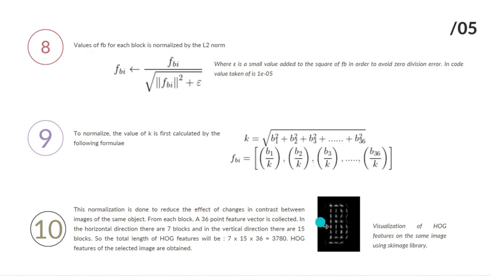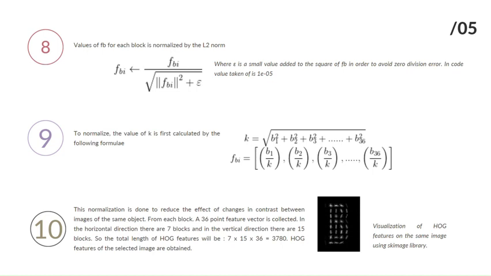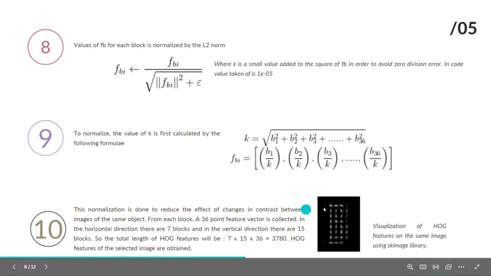And here comes the 10th step. The normalization is done to reduce the effect of changes in contrast between images of the same object. For each block, a 36 point feature vector is collected. In the horizontal direction there are 7 blocks, and in the vertical direction there are 15 blocks. So the total length of the HOG feature will be 7 into 15 into 36, that is 3780 HOG features of the image are obtained. Here it is the final form of the image.